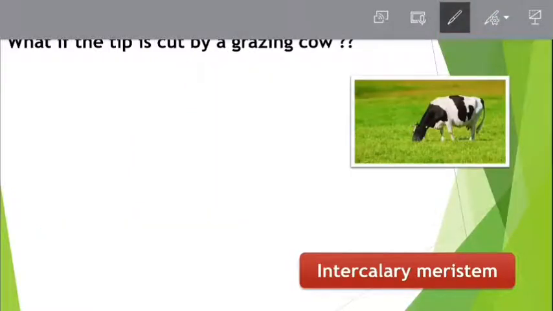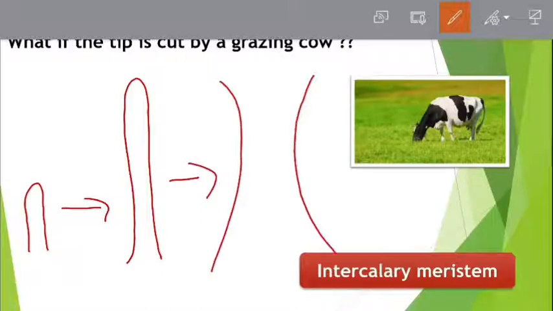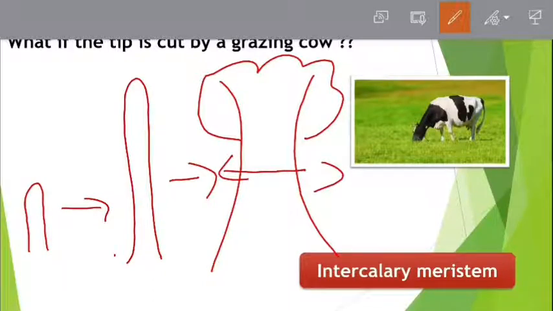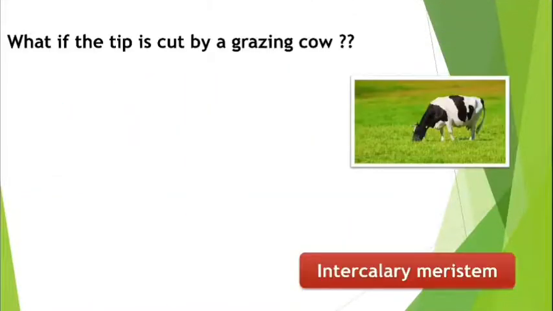Now, the growth of the plant takes place in this way: first it increases its height and then it increases its girth or breadth. So first the length of the plant increases and then the breadth increases. The length of the plant increases by apical meristem, as we have studied. But how does the breadth or girth of the plant increase?